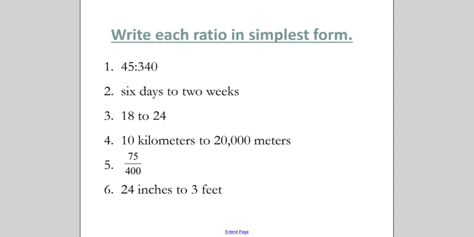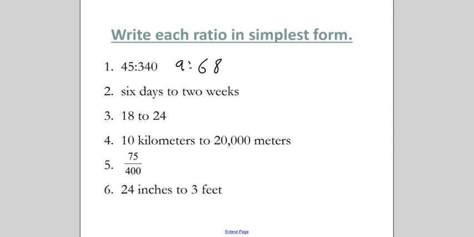So we need to find out what goes into 340 along with 45. You don't have to find the biggest one first. Obviously 5 does. So if you divide by 5, you're going to get 9. And if you do 340 divided by 5, you get 68. Now the only thing is, does 3 or 9 go into 68? No, it does not. And so that is simplest form.